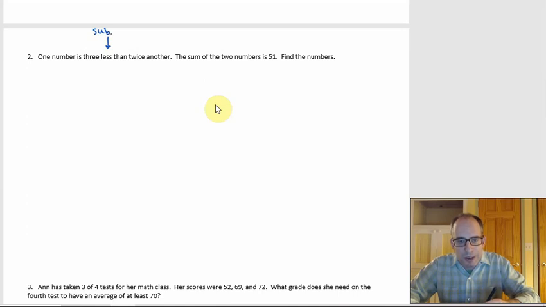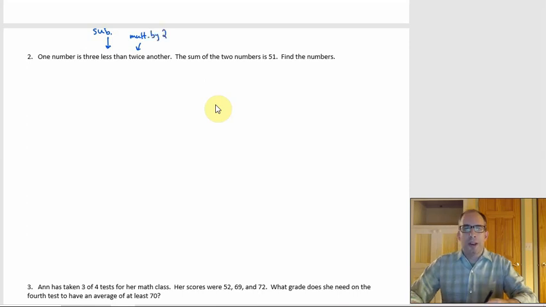And then the twice is actually multiplication, right? Because twice is doubling. So I'm going to say that twice. Not only is that multiplication, but I'm just going to say multiply by 2 to make it a little more specific.